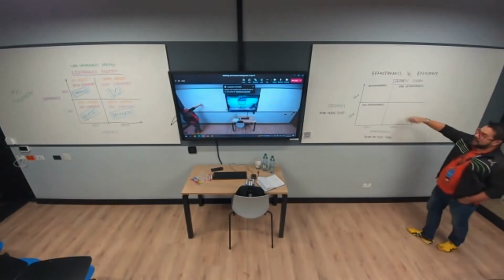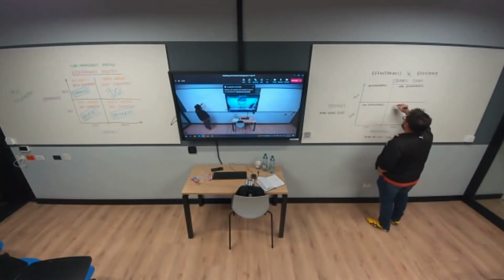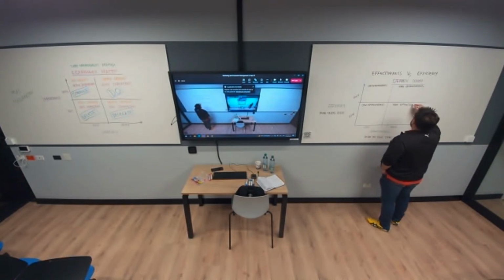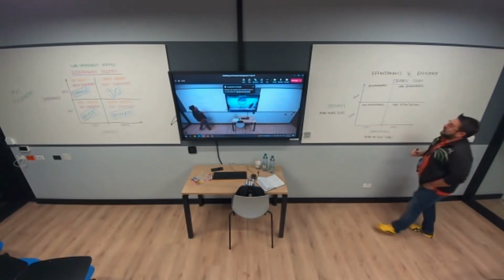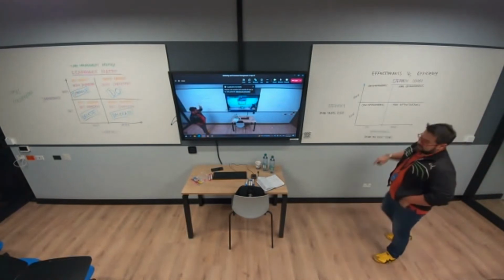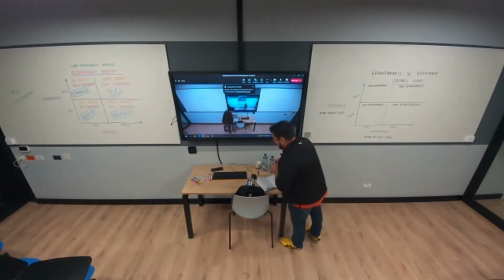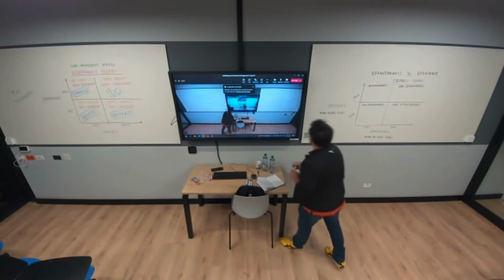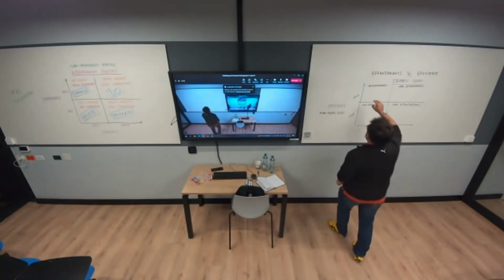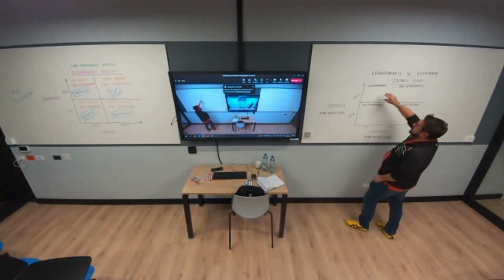And also here, high effectiveness. Okay, and for the variable efficiency, let's also write the definition in each quadrant. For these two, it's going to be high efficiency.